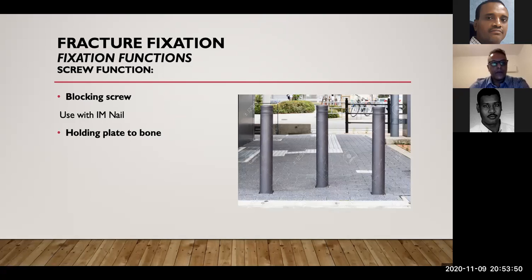Other types of screw can be used for different things as well. It can be a blocking screw. We'll speak about this more when we're speaking about nailing, and also, as we all know, it can hold the plates to the bone.